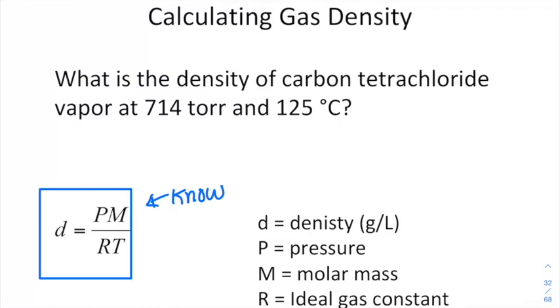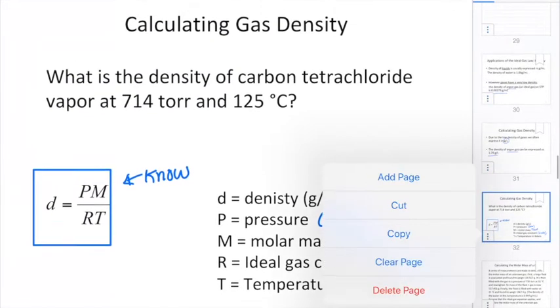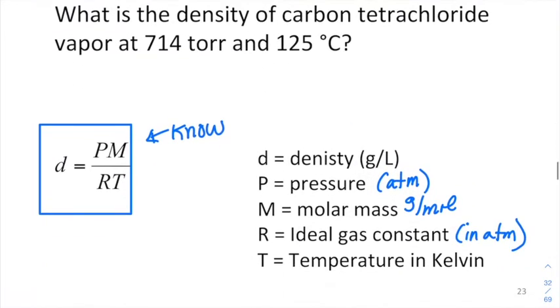But for now, we're going to just use it as is, where D is density, P is pressure, and capital M is molar mass. So this is grams per mole, same kind of molar mass we get from the periodic table. R is going to be our ideal gas constant, and T is a temperature in Kelvin. Now, because we're using our R in atm, you are going to need to have your pressure in atm like so. All right, so questions on anything so far here?